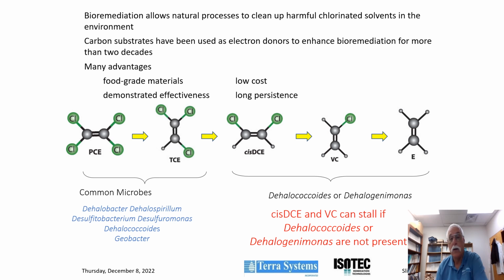Biological degradation of chlorinated ethenes proceeds from tetrachloroethene, PCE, to trichloroethylene, TCE, to cis-dichloroethylene, cis-DCE, to vinyl chloride, and finally to ethene or ethane. Many bacteria can carry out the first steps of this reaction from PCE to cis-DCE. However, only Dehalococcoides and Dehalobacter are known to be able to carry out the degradation of the cis-DCE to vinyl chloride to ethene. The process may stall if Dehalococcoides or Dehalobacter are not present in sufficient numbers.